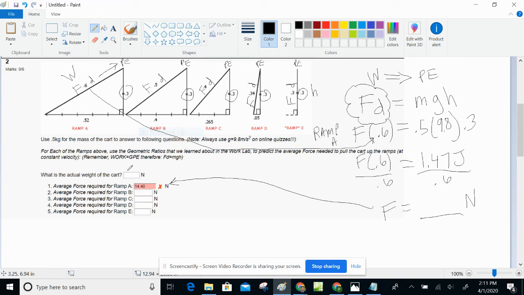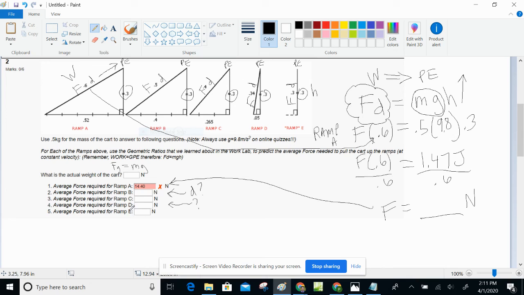The actual weight of the cart, well, weight is Fg, and Fg is just equal to mg. And so it's just this part of it. This is actually weight. Height is how high you bring it up, which is the 0.3 right there. And so that's basically how you answer each one of these questions, where for each one of these questions, the D is going to change, right? And so if the D changes, then you're going to get a different ratio of force and distance. These numbers should get greater as you go down.